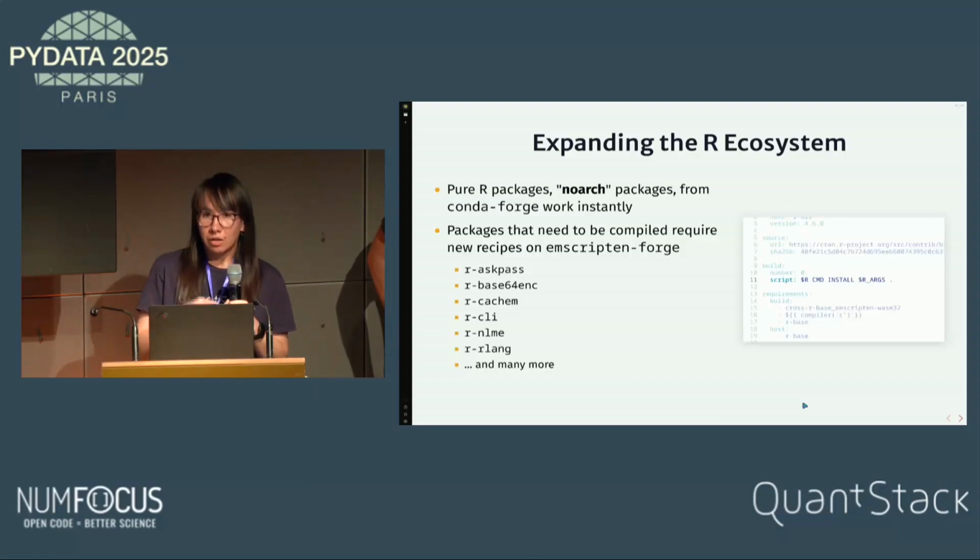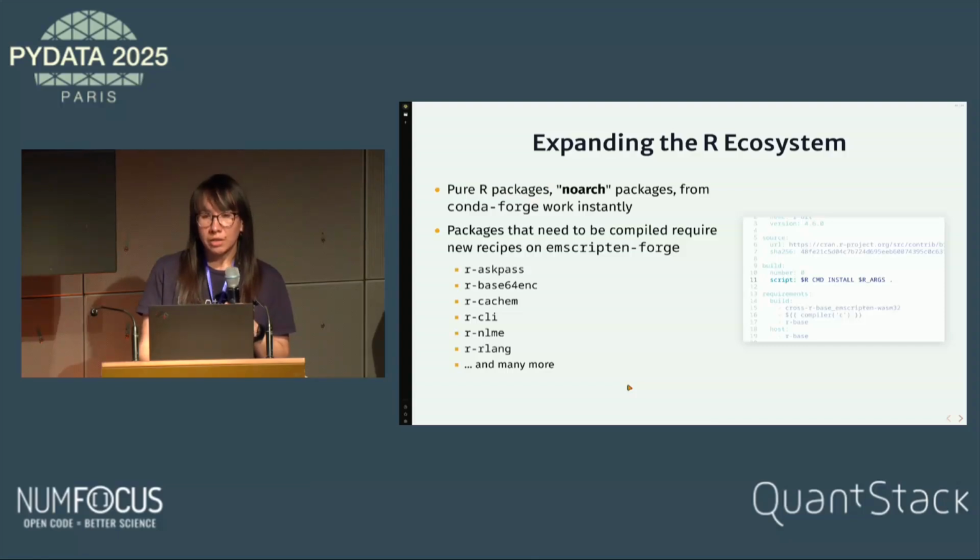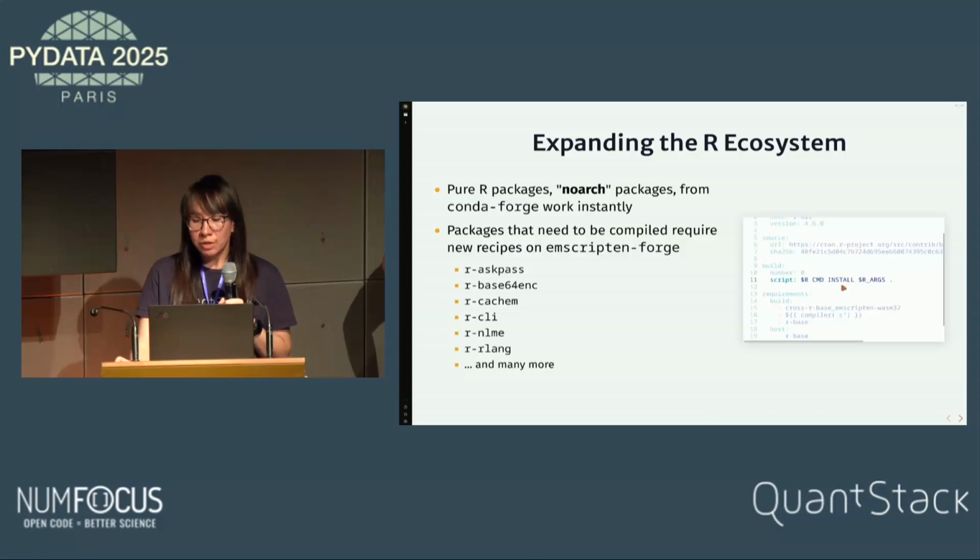And now that we are R-base, we want to expand the R ecosystem because we want to be able to use more packages. Luckily, all of the pure R packages that already exist in conda-forge and are labeled as noarch packages, we can just use instantly because they simply work. And for those packages that require compilation, we have added some recipes to Emscripten-forge. But building R packages is very straightforward. You just need a single line to compile the package.